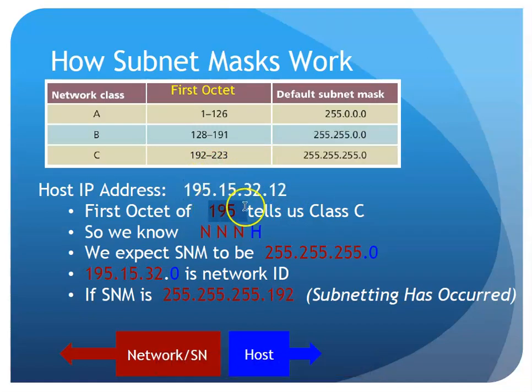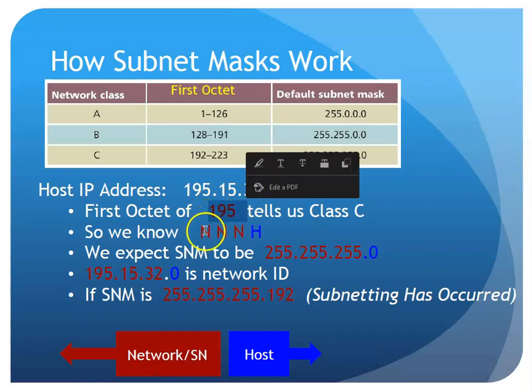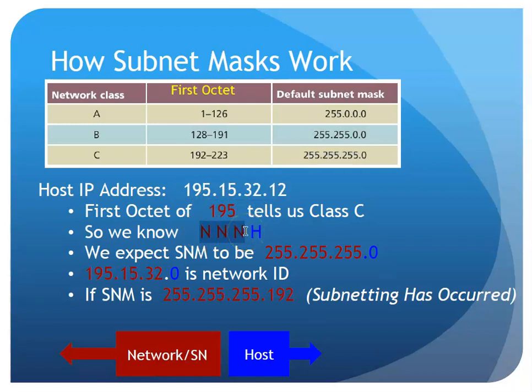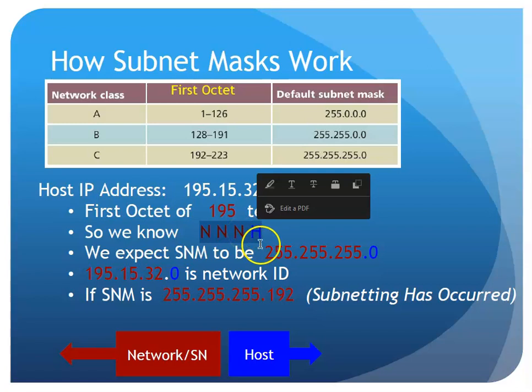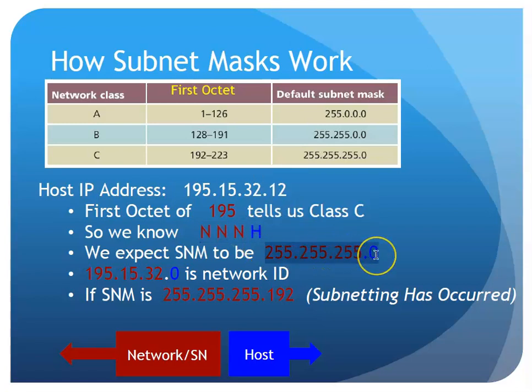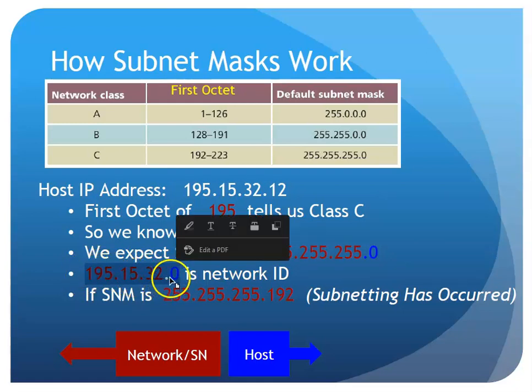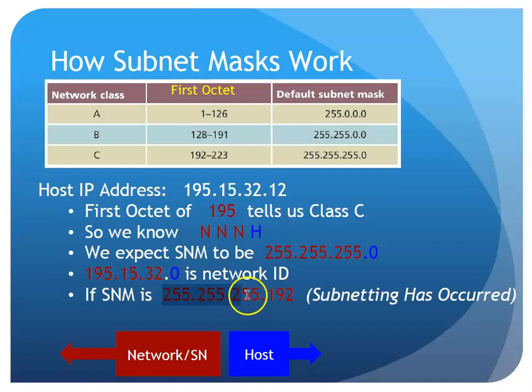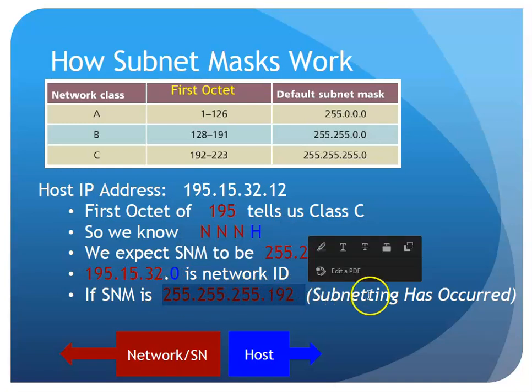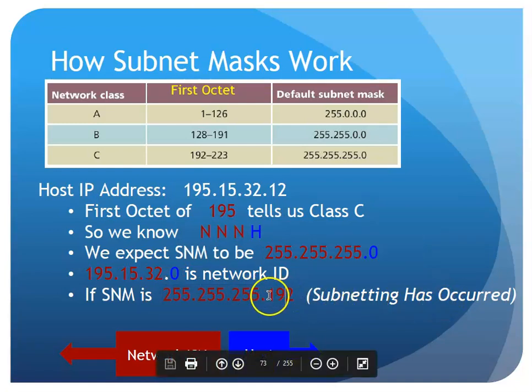If I look at another example, 195.15.32.12, 195 tells us Class C, we should be expecting the first three octets network, the last one host. We should be expecting 255.255.255.0. My network ID is 195.15.32.0. We set the host portion to 0. That identifies the network. If our subnet mask is 255.255.255.192, we know this is now a subnet piece. We know subnetting has occurred.